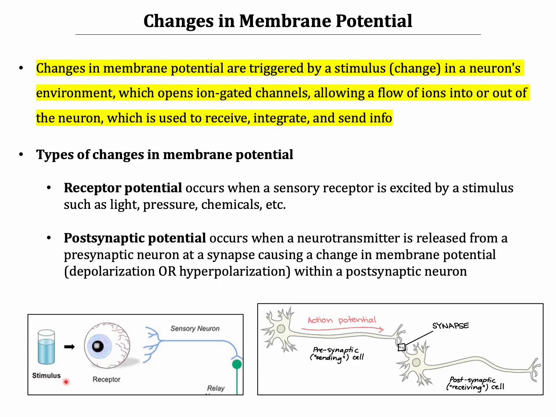Receptor potentials occur when a sensory receptor is excited by a stimulus. So maybe we're thinking of our eyeball, and vision coming in as the stimulus. That information is being sent, but it's light coming into the eye which is causing a receptor potential.